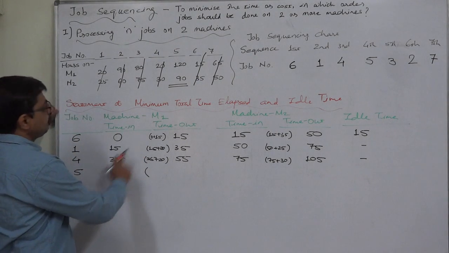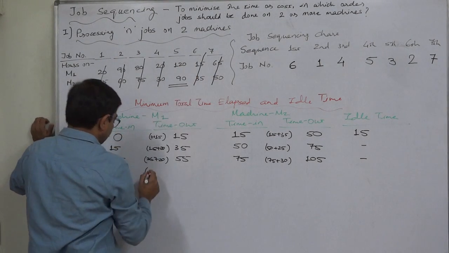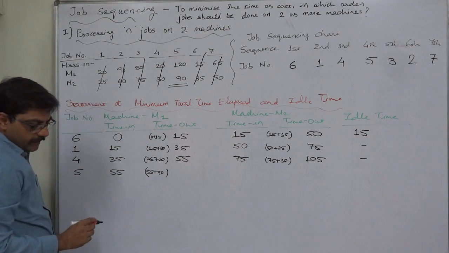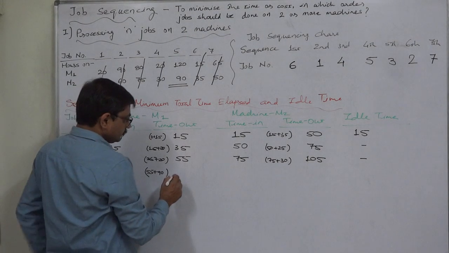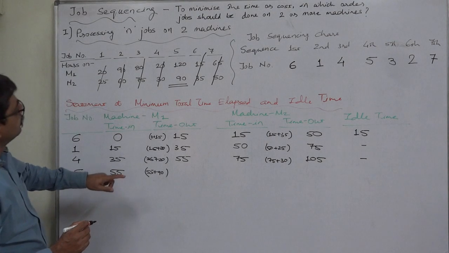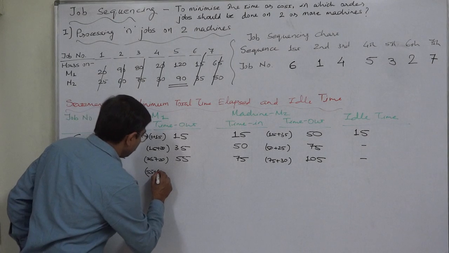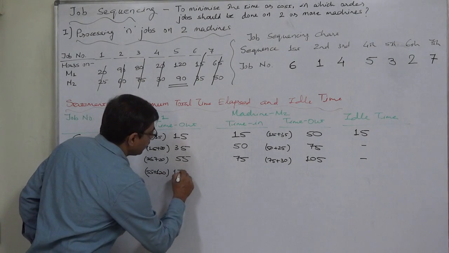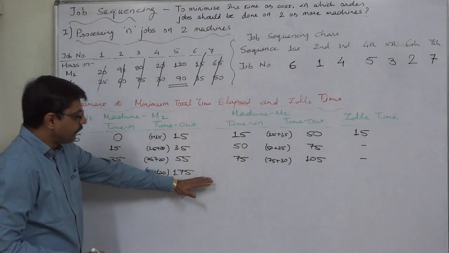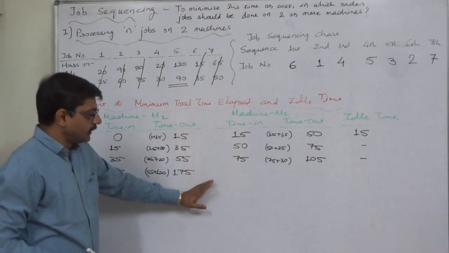55 plus job number 5 requires 90 hours on machine 1. 90 hours, 55 plus 90, so it will be 140. Yes, 145. Is it? I'm very sorry, it is not 90, it is 120. It is 120. So 175. At the end of the 175th hour, job number 5 will be completed on machine 1.